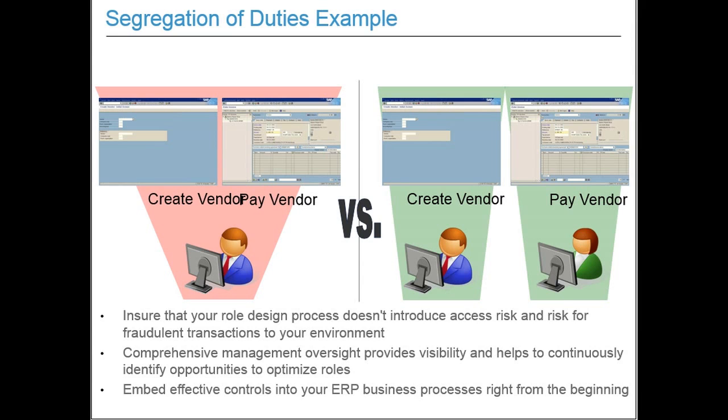So it gives a very, very tight and very secure environment to work in, because when two people are involved for two different tasks, the probability of fraud is much lesser compared to one person having both the rights.